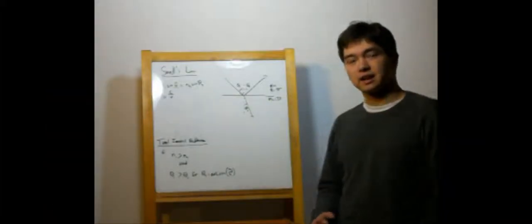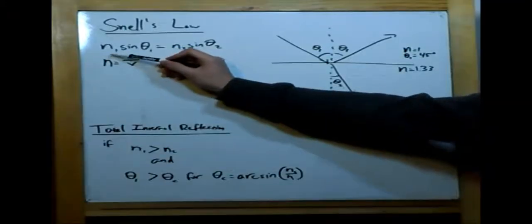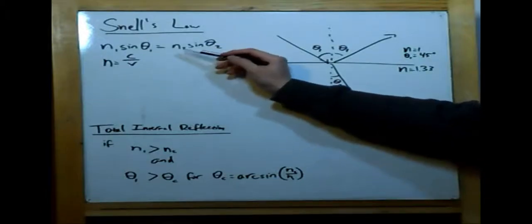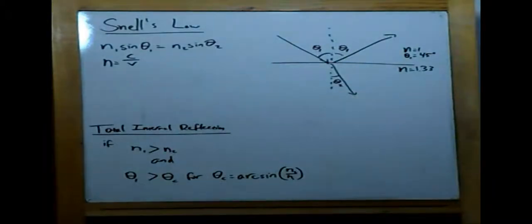We can find out the angle of its entry and exit using Snell's law, which states that the index of refraction of the first substance times the sine of theta 1, which is the entry angle, is equivalent to the index of refraction of the second substance times the sine of theta 2, which is the exit angle.